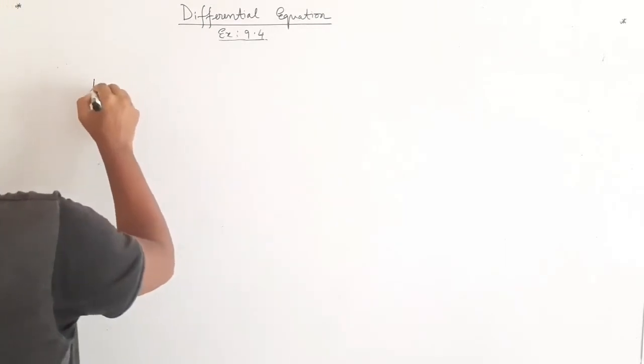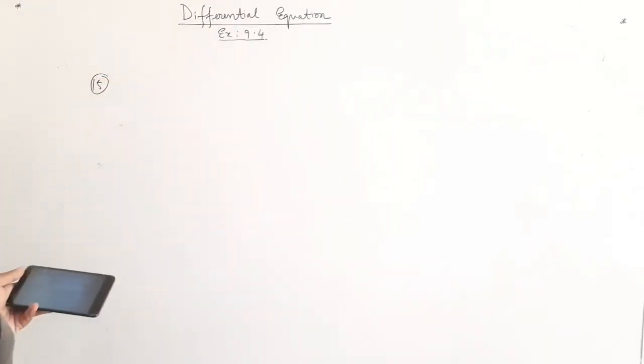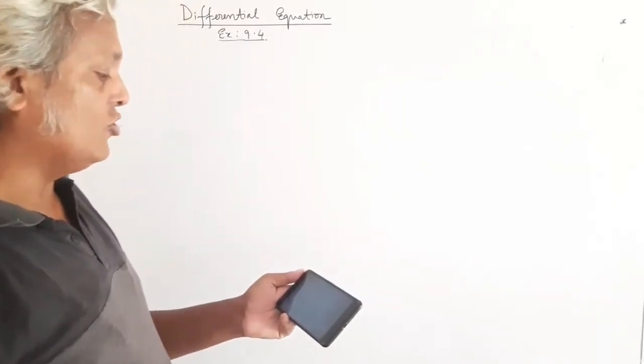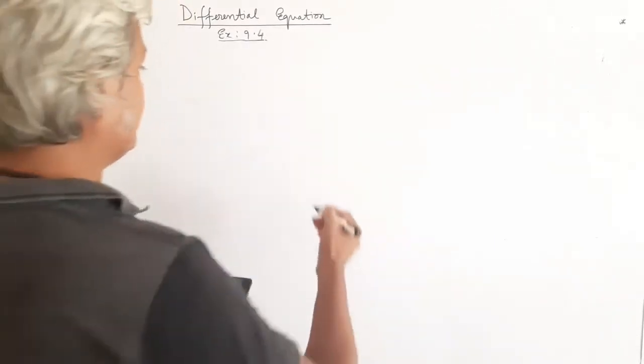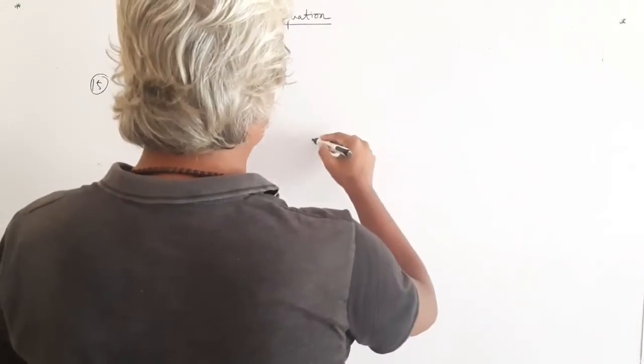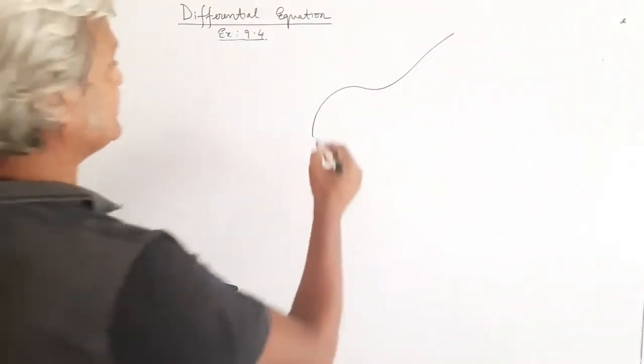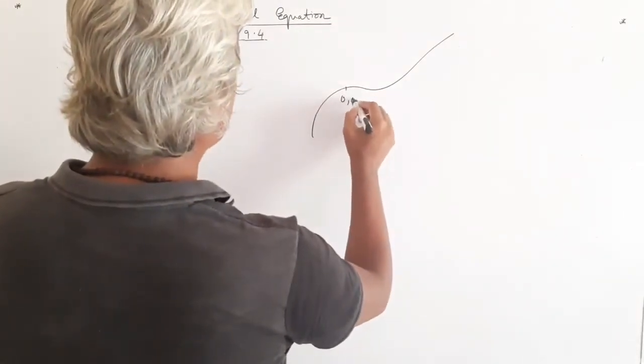So question number 15 goes: find the equation of a curve passing through the point (0, 0) and whose differential equation is given. So it means we have a curve. I do not know what kind of curve, like suppose this is my curve. So this is the curve which is passing through the point (0, 0).